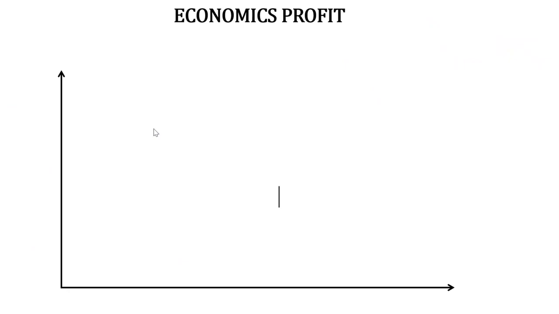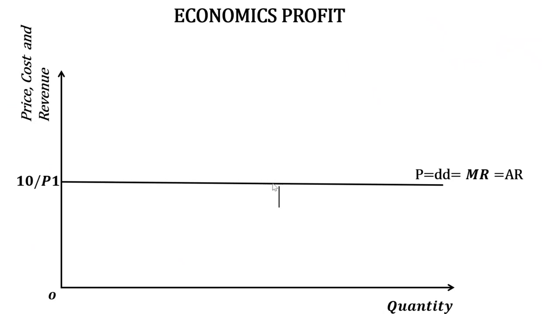Now, the next one is economic profit. Again, important to note, and I'm going to refer to it every time, the position of the short-term average cost curve determines whether the business is making an economic profit, a normal profit, or an economic loss. Now, let's draw the graph. That is your vertical axis, horizontal axis. That is your zero point of origin. That is labeling price, cost, and revenue. That is quantity. And that is your horizontal demand curve. We all know by now that the individual business has a horizontal demand curve, and that curve is also your marginal revenue curve and your average revenue curve.